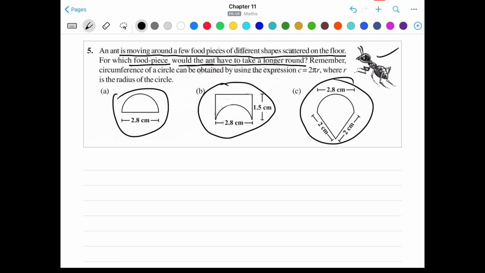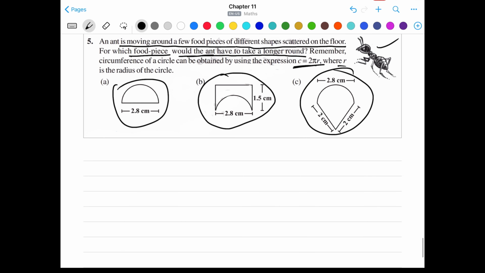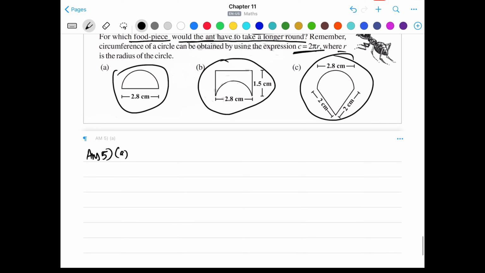Okay, and we are given that the circumference of this is 2 pi r, and r is the radius of the circle. Okay, so let's start with the first food piece, that is answer number 5, part A. Here the diameter of this food piece is given as 2.8 centimeter, so its radius will be 1.4 centimeter.